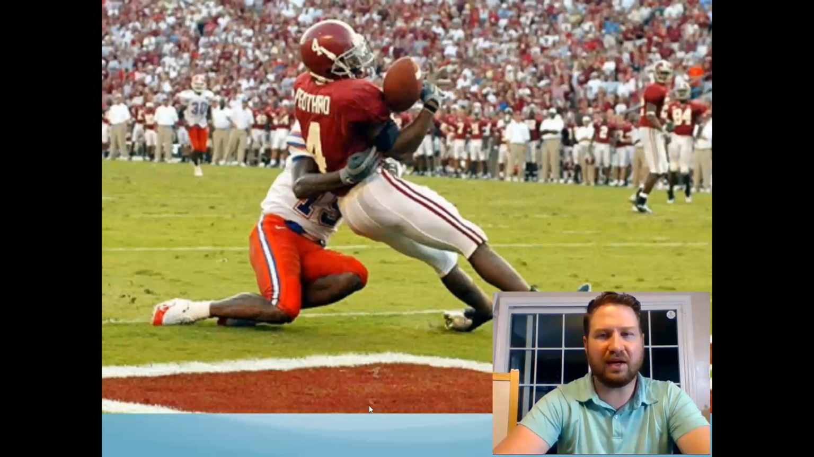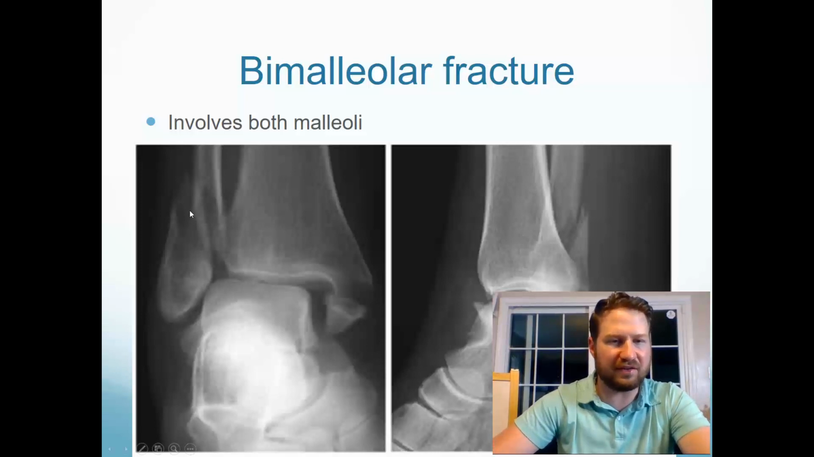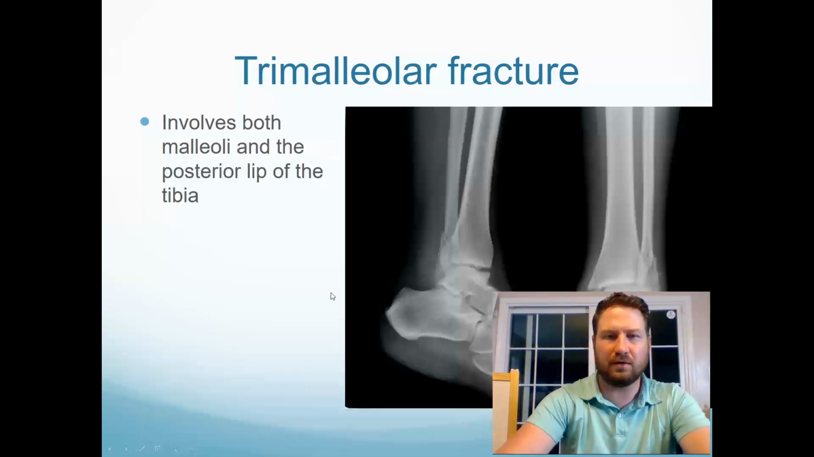It was nice to have an anterior view and a posterior view. Not supposed to be like that. A bimalleolar fracture involves both malleoli, both lateral and medial. You can see that there's our lateral malleolar fracture there, and our medial malleolar fracture there.